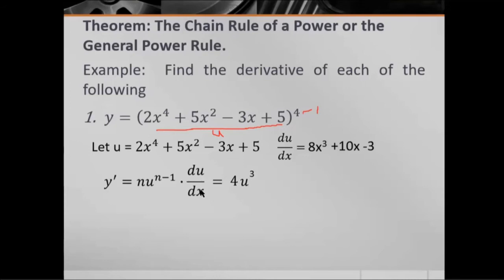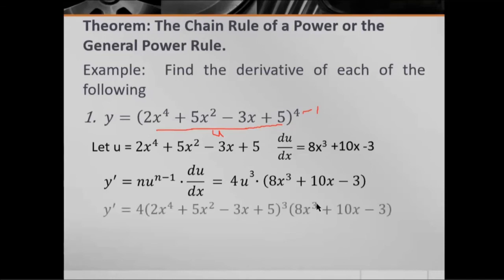Times du over dx. We already have du over dx, which is 8x cubed plus 10x minus 3. Let's put it in. Times 8x cubed plus 10x minus 3. Okay, next. Then, instead of u, we will put back the original u. This is our original u. So, we have 4 times the original u, 2x to the 4 plus 5x squared minus 3x plus 5, raised to 3, times du over dx, 8x cubed plus 10x minus 3.